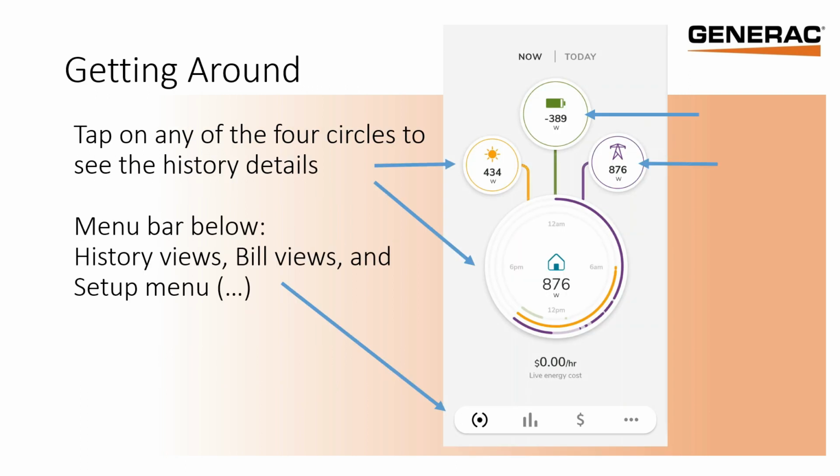Back on the Now screen, we can click on any of the four icons to open the history screen for that specific item. We can also use the menu at the bottom of the screen to navigate between the different parts of the app. The first icon takes us back to the Now screen, the second icon takes us to history, the third takes us to billing, and the fourth lets us configure the app.